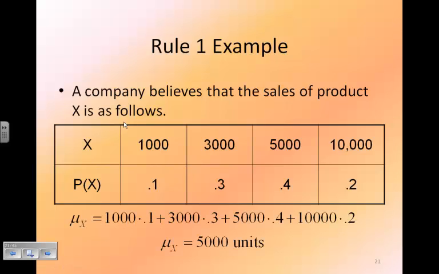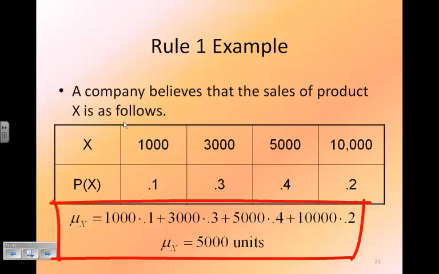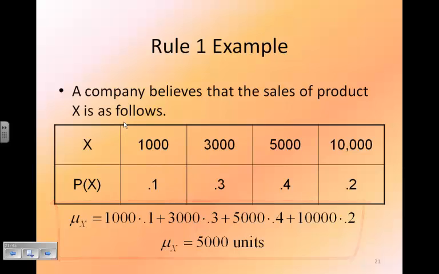If we were to calculate the expected value, X is 1,000. Probability is 10%, so we multiply those together. 3,000 times 0.3, 5,000 times 0.4, 10,000 times 0.2. Add them all up, we get 5,000. So this company would have an expected number of units of 5,000 units being sold.